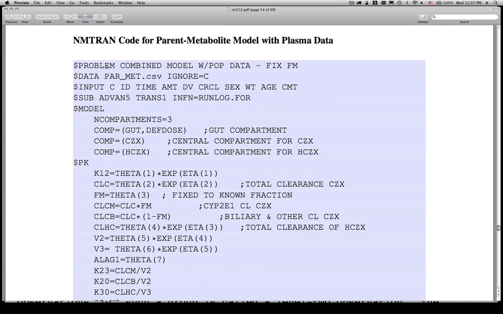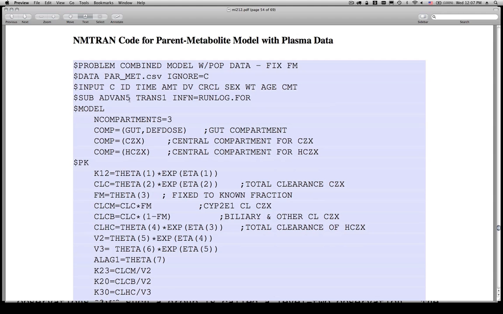This is a model where we have combined data from a parent drug and its metabolite. In fact, this is a model that was used in the paper I shared with you beforehand last week on chlorzoxazone metabolism, where we have parent drug chlorzoxazone and its hydroxy metabolite, hydroxychlorzoxazone, both analyzed after dosing as plasma concentrations. So we're going to use ADVAN5 here.